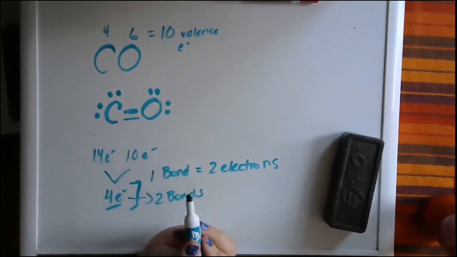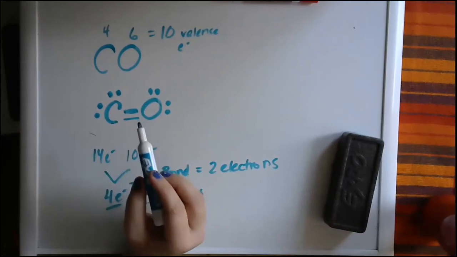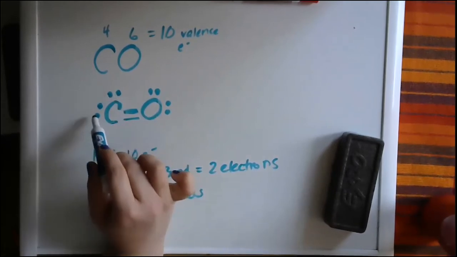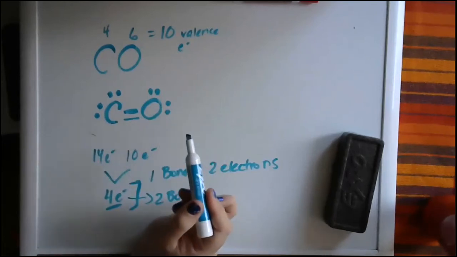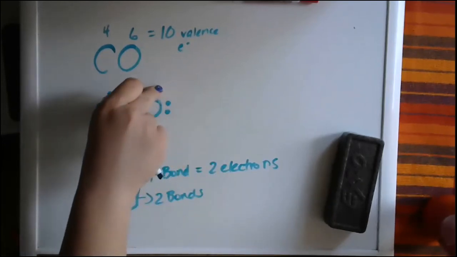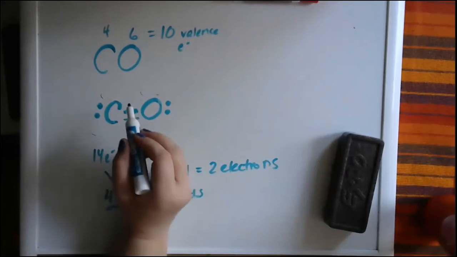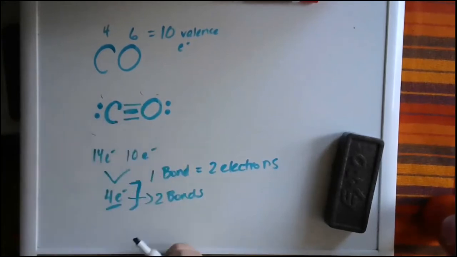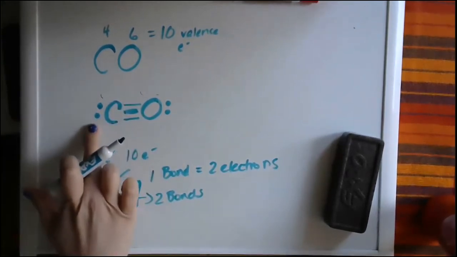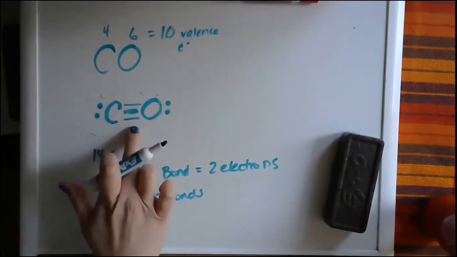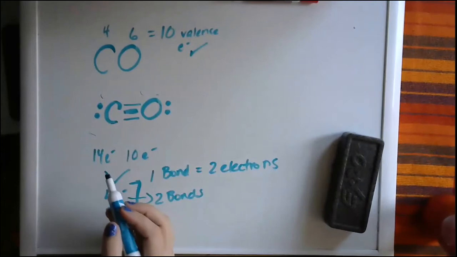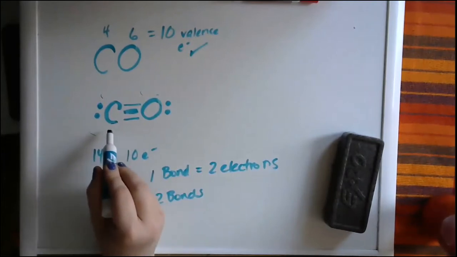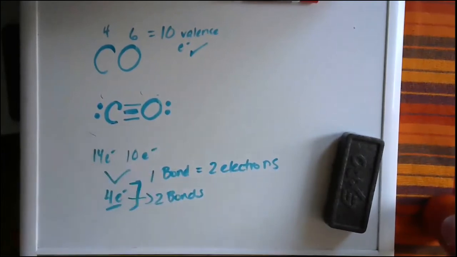And if we're keeping track now, I had 14, and now I have 2, 4, 6, 8, 10, 12. Okay, well, let me do that again. Let me remove these electrons and add a bond here. Now I have 2, 4, 6, 8, 10 electrons total, which is my valence number. And my carbon has 8 electrons around it, and my oxygen has 8 electrons around it. So that is a good structure.